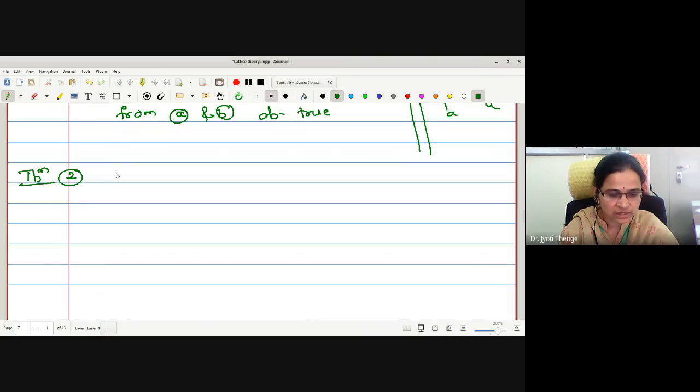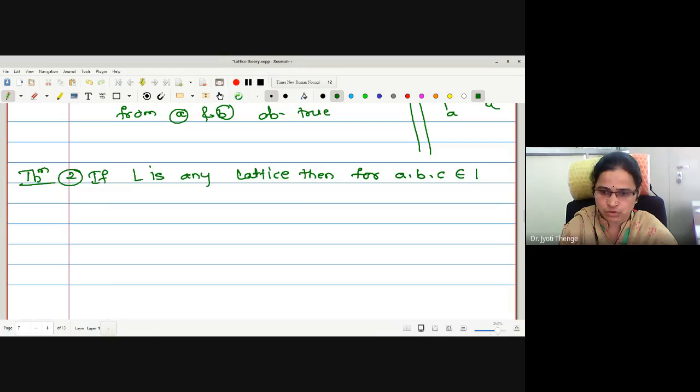Now in the second theorem, we are going to verify all the standard properties such as idempotent law, commutative, associative, absorption law, etc. Let me write the statement. If L is any lattice, then for A, B, C belongs to L, prove that. What to prove? First one has to prove idempotent law.